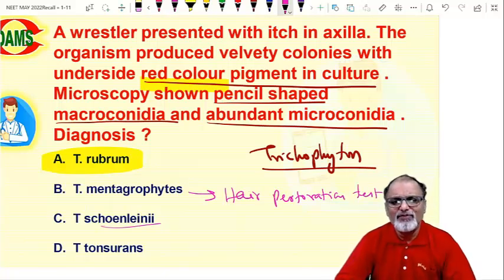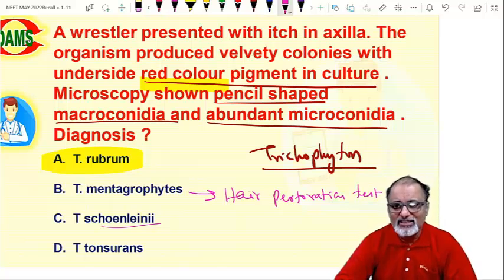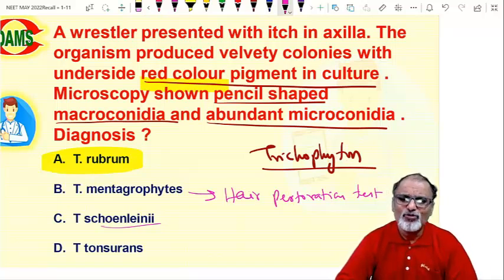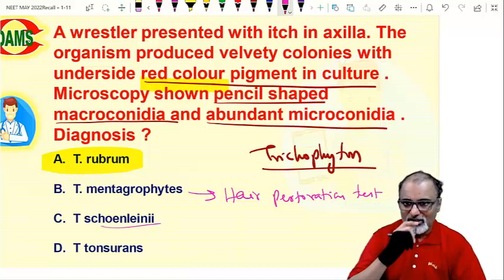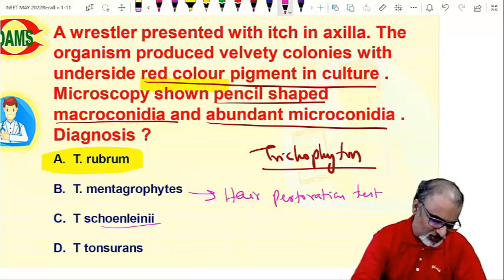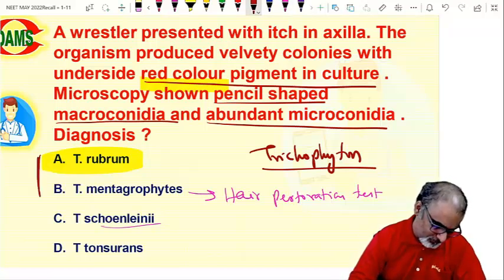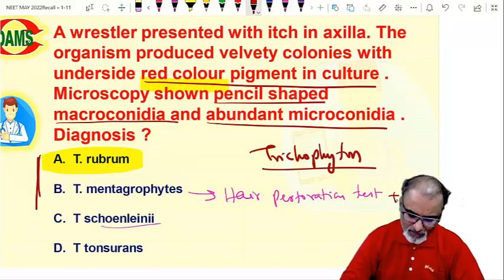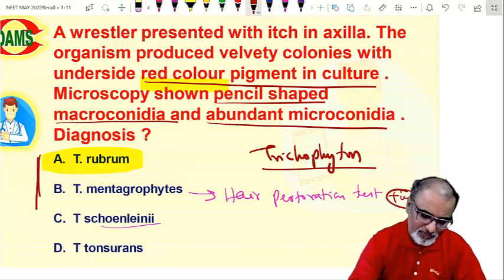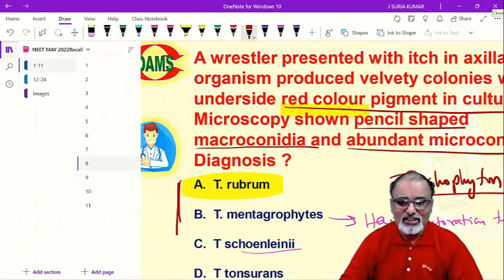So we can get a few questions. Hair perforation test, ectothrix, endothrix, and this kind of question. So red color pigment Trichophyton is Trichophyton rubrum. Rubrum means red color. The majority of dermatophyte infections involve these two species. We can differentiate them with the help of the hair perforation test. Mentogrophytes is positive. It's an easy question, a direct question.